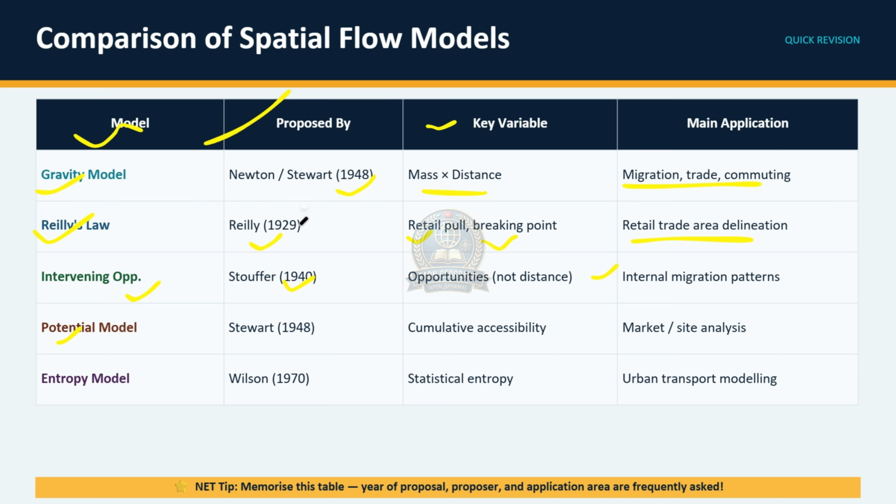Okay, the potential model, proposed by Stewart in 1948: key variable is cumulative accessibility; main application is market site analysis. The entropy model, proposed by Wilson in 1970: key variable is statistical entropy; main application is urban transport modeling. So this is a comparison between different models of spatial flow. Okay, remember this table. The year of proposal, the proposers and the applications are frequently asked. These are some important points.